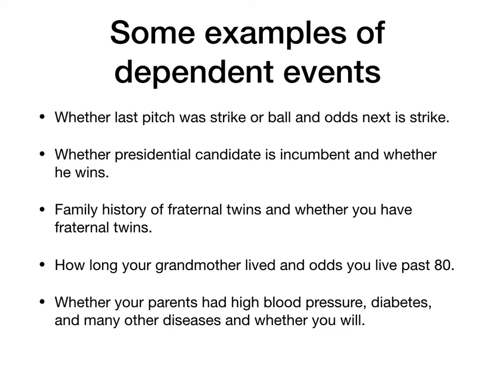Whether your parents had high blood pressure, diabetes, and many other diseases, and whether you will, right? Your doctor will always take this long medical history because for a lot of diseases, there is a pretty strong genetic component. There's also an environmental component. You share environment with your parents. If there's something in the drinking water growing up that causes cancer, well, if your parents were drinking it, you were drinking it too, right? So knowing your parents' health or even your siblings' health tells us a lot about what's likely or unlikely to happen to you.